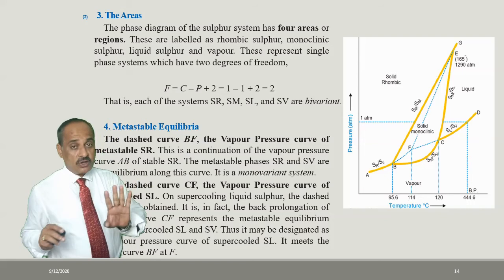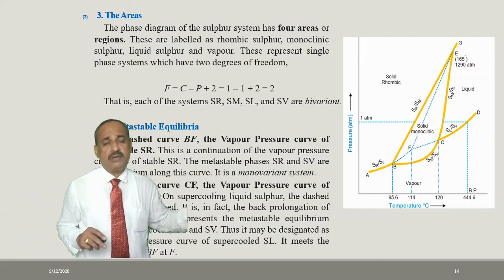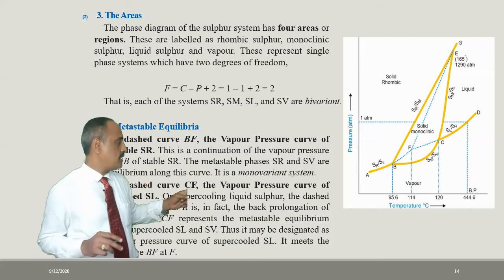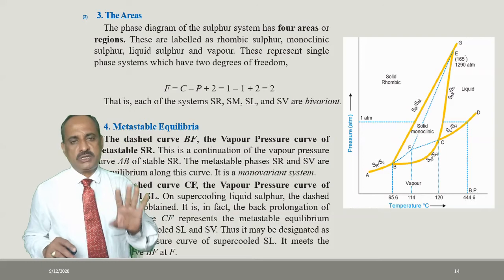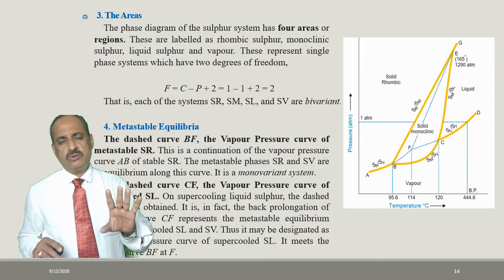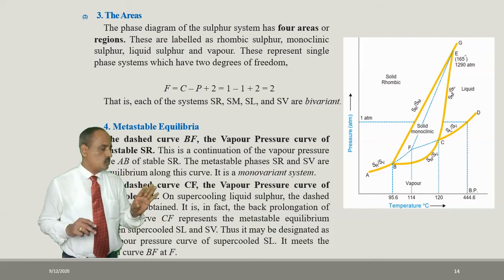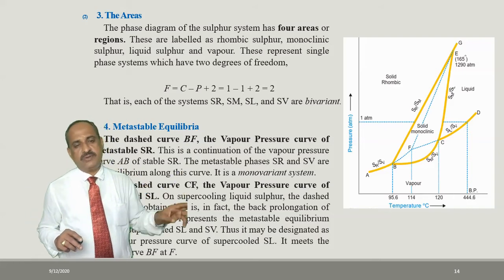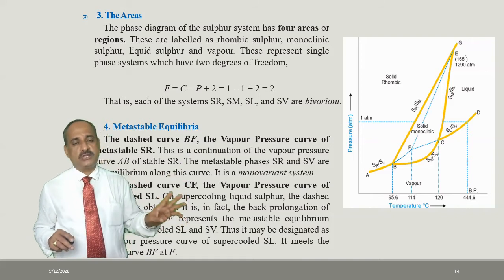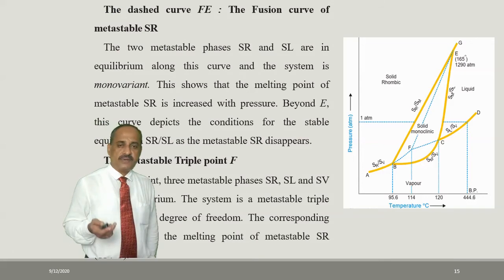Again each area constitutes a single phase, therefore if I apply the phase rule equation F is equal to C minus P plus 2, then I will get the value of F as 2. The meaning of F equal to 2 is that we require 2 degrees of freedom. So we have to specify pressure as well as temperature. So this is the explanation regarding the different areas.